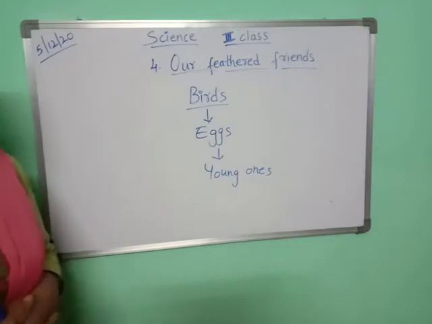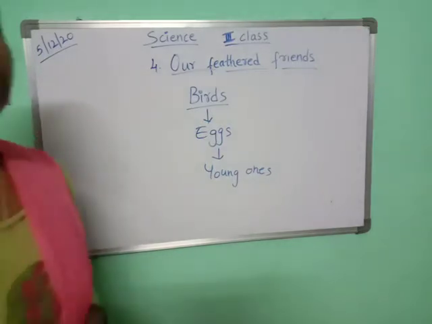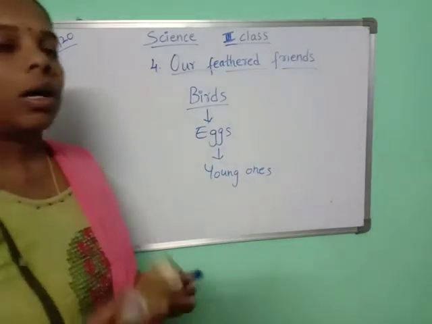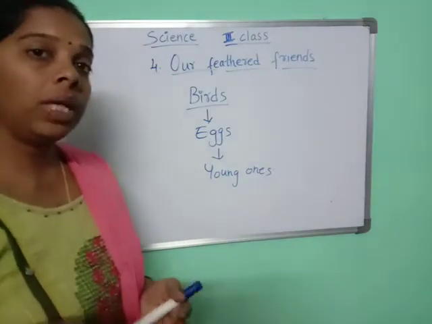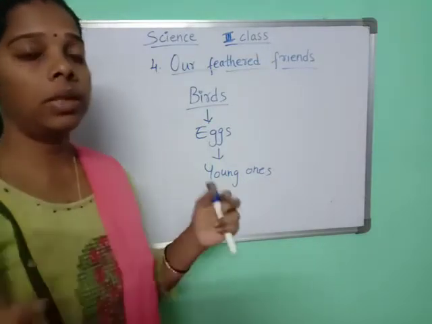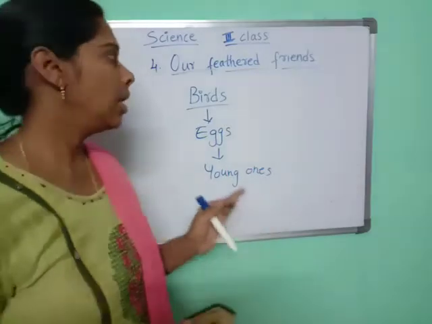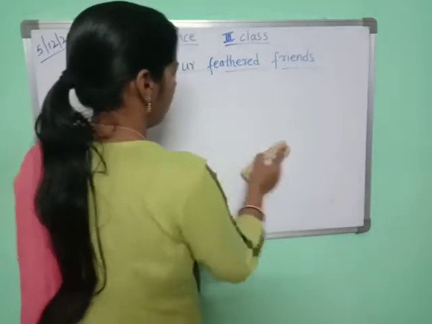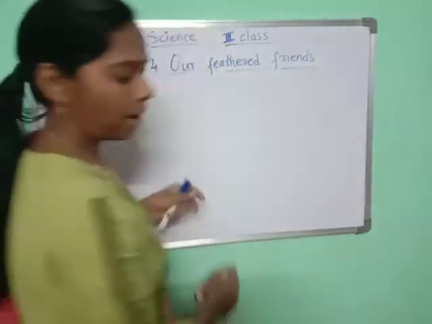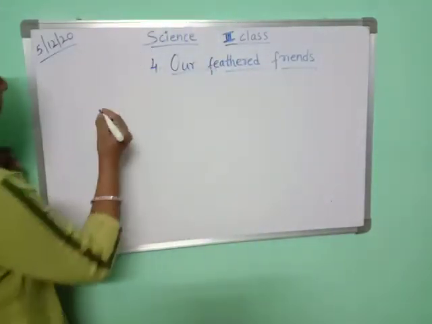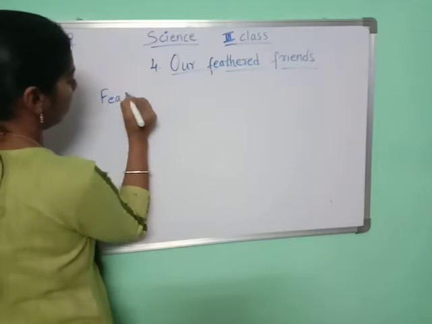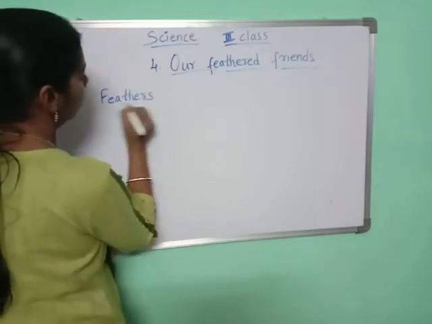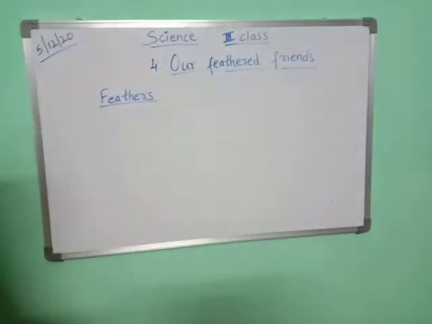So these birds, they fly with the help of wings. So in wings what do we find? All the birds, they have feathers in them. Now we'll know about feathers. Birds have feathers.